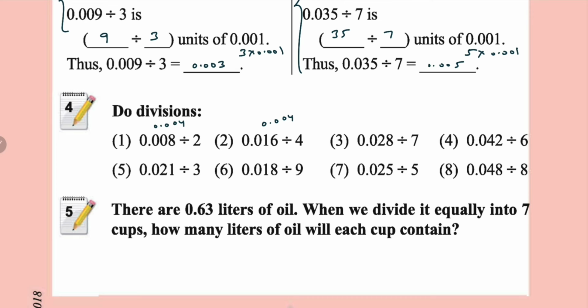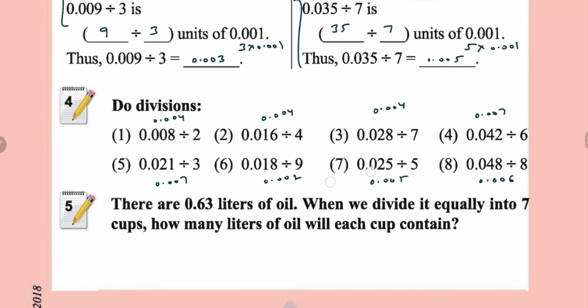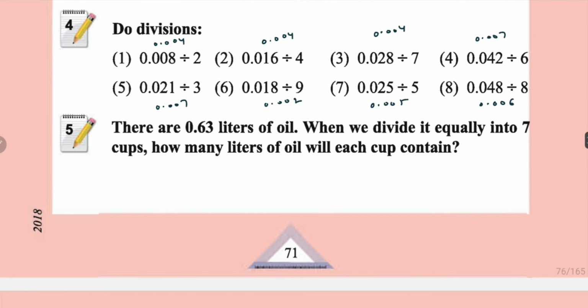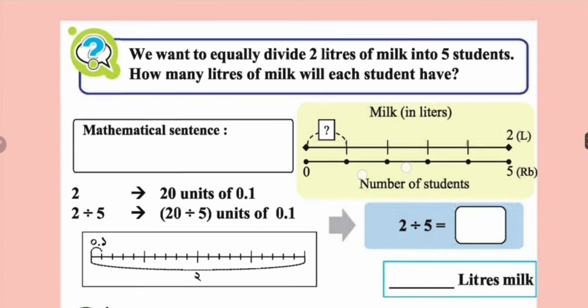Is it fair enough? Yes, it is fair enough. 0.007. That's it. There are 0.63 liters of oil. When we divide it equally into 7 cups, how many liters of oil will each cup contain? That is 0.63 by 7. That is 0.09 liter.